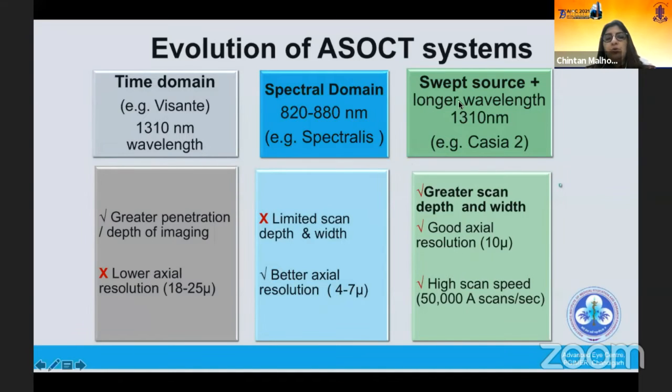And then came another OCT, which combines the advantages of both the previous ones, so that it uses a swept source laser with a longer wavelength. For example, the Cassia 2 by Tomy. And this gives us a combination of greater scan depth and width, good axial resolution, maybe not as good as the spectral domain but decent, and a very high scan speed, which makes it very easy to do in children and patients who are a little uncooperative.